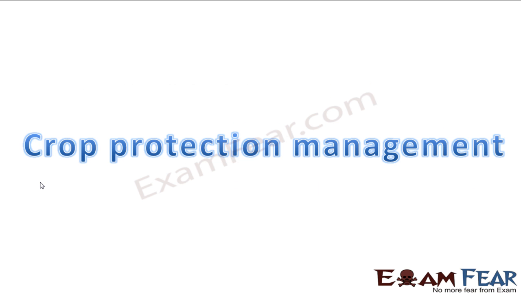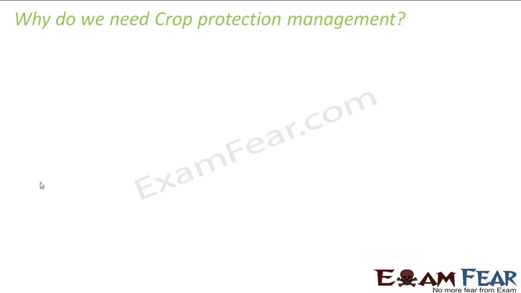So with this we completed our discussion on crop production management, that is, how can we increase the productivity of crops. Now we will talk about crop protection management. Now the question is, why do we need crop protection management? It is not only necessary to produce as many crops as possible, to produce the best quality crops. It is also important that we are able to protect the crops from external agents.